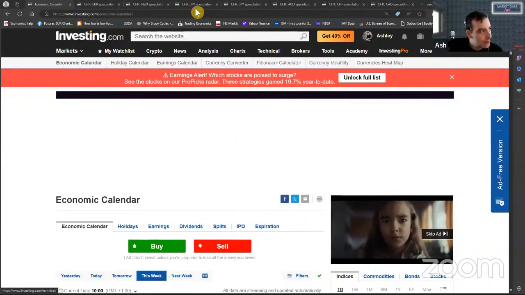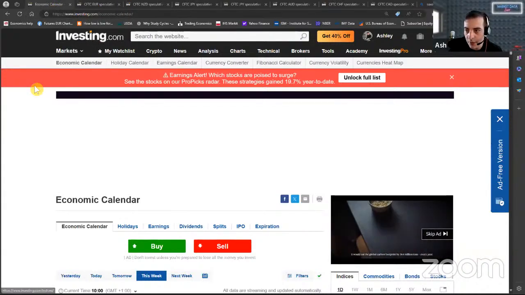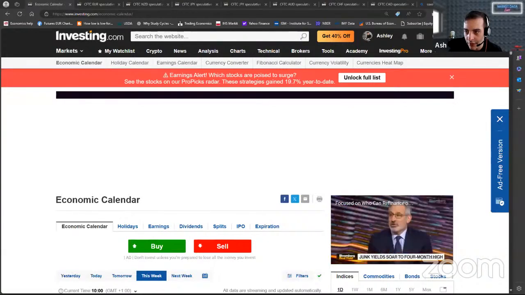So we're not going to be able to look at the dollar directly, but we can look at it indirectly. So let's start with this. If you go to investing.com, this is just a little trick for you guys, to have a look at the COT data in a slightly easier fashion.